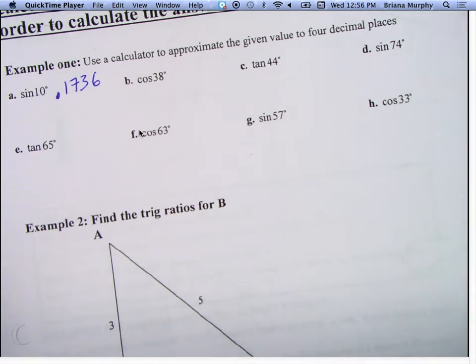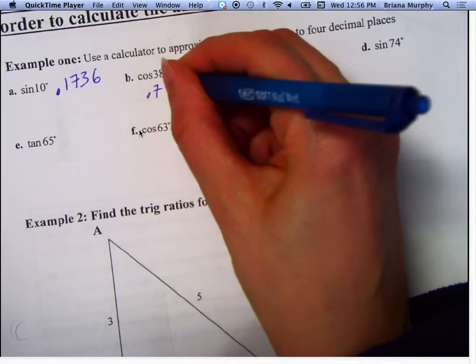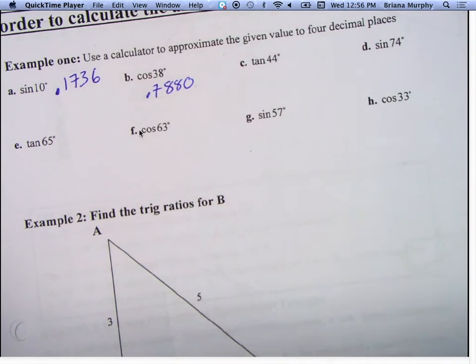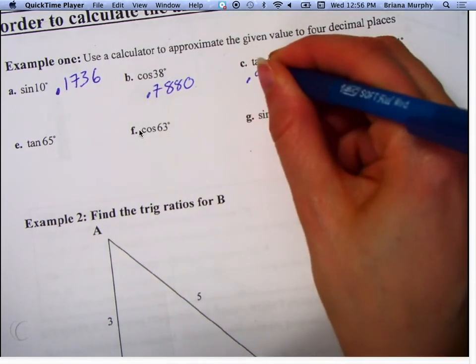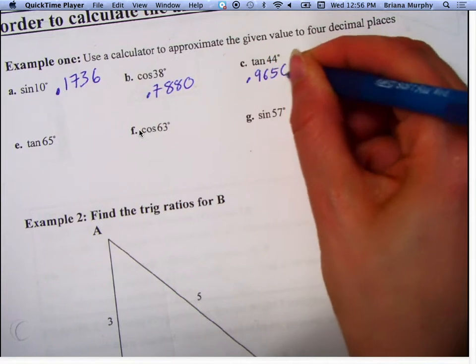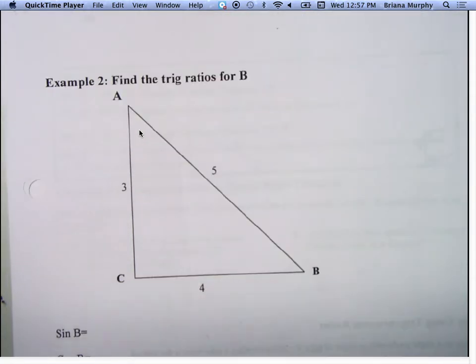All right, what did we get, guys? Cosine of 38? 0.7880. And what did we get for tan of 44? 0.9656. Okay. Any questions about how to do that? All right, let's move on to finding trig ratios for B.